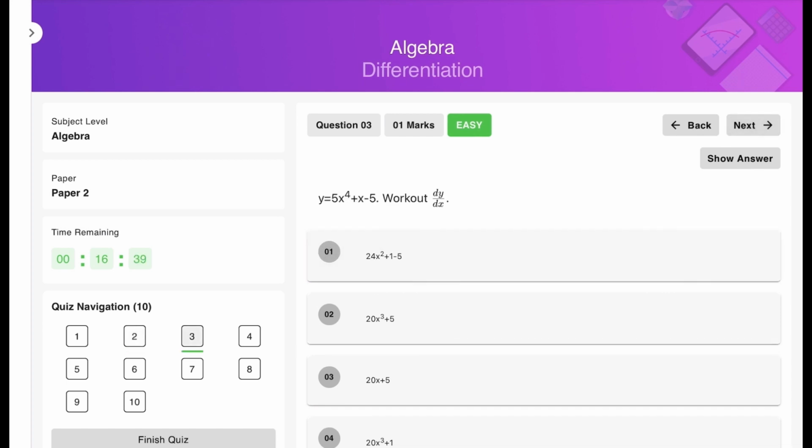Okay, question number 2. To differentiate this, so again 5 into 4, x to the power of 4 take away 1, plus 1 into 1, x to the power of 1 take away 1, and negative 5 into 0. Basically, when you differentiate, that is going to disappear. So this is going to be 20x to the power of 3 plus 1, and the negative 5 is gone. So this should be option number 4.